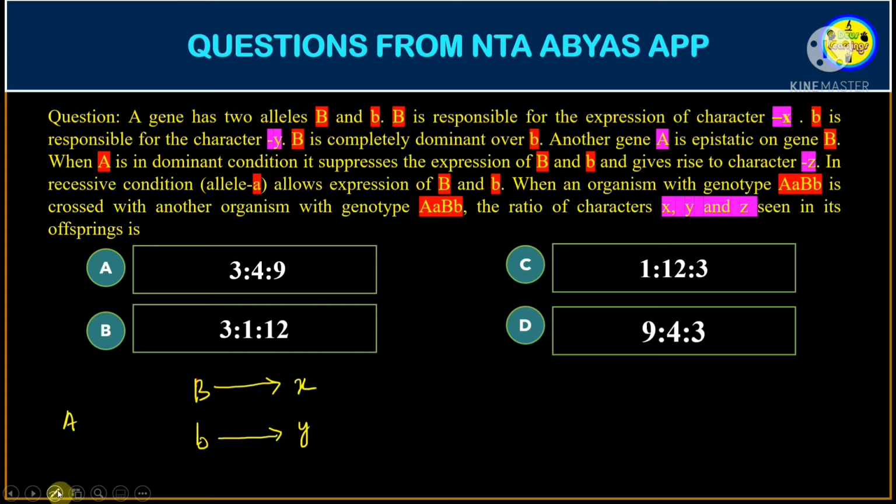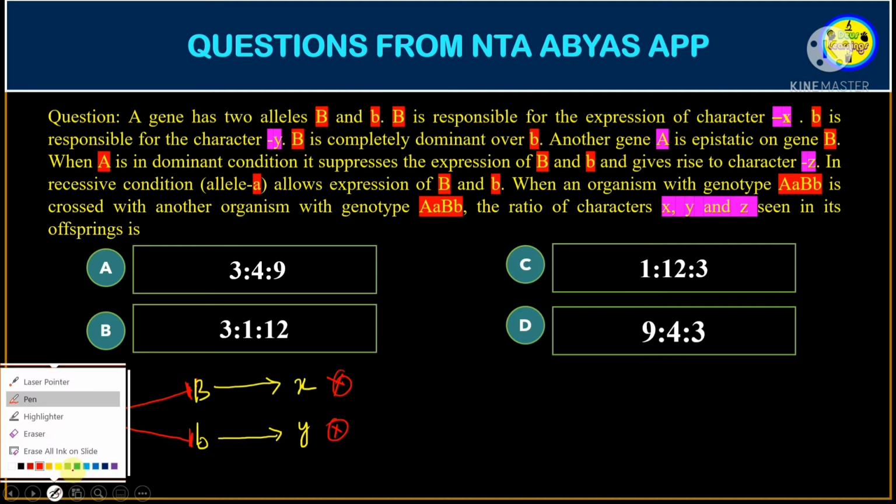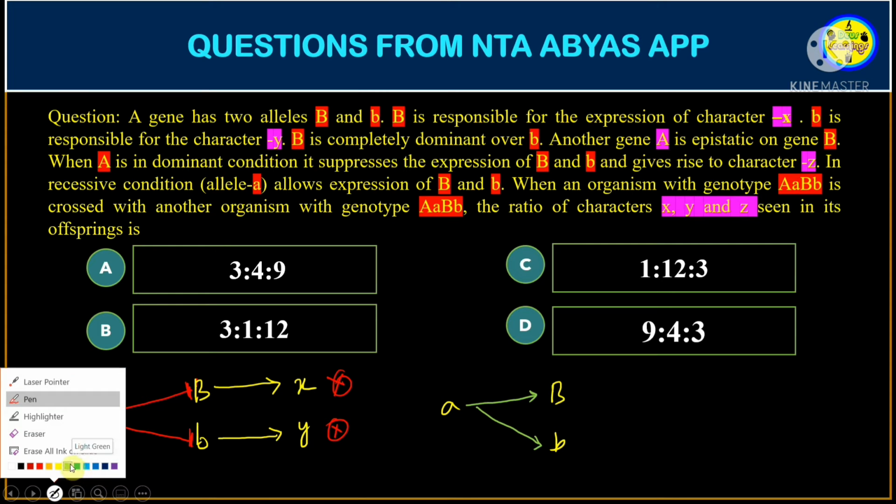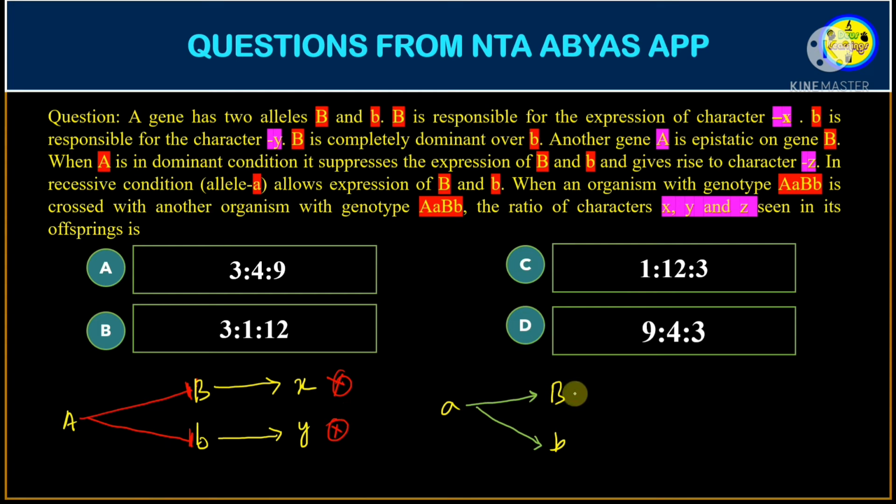So if A is in dominant condition, they are going to suppress, and B is going to be suppressed. That means there will be no X and no Y. However, if A is in recessive condition, it's not going to suppress them. That means capital B will be expressing its own character, and small b will be expressing its own character, which could be X and could be Y.